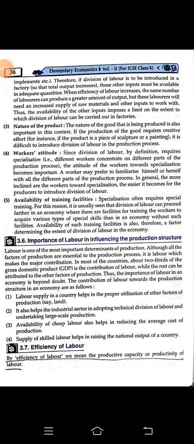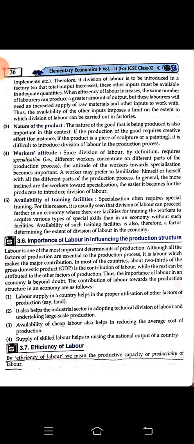Let's continue with the third chapter from your economics book of grade 10, and the name of the chapter is labor. And today we are going to start from efficiency of labor. By efficiency of labor we mean the productive capacity or productivity of the labor. How much the labor is able to produce, that is what is going to get measured here.